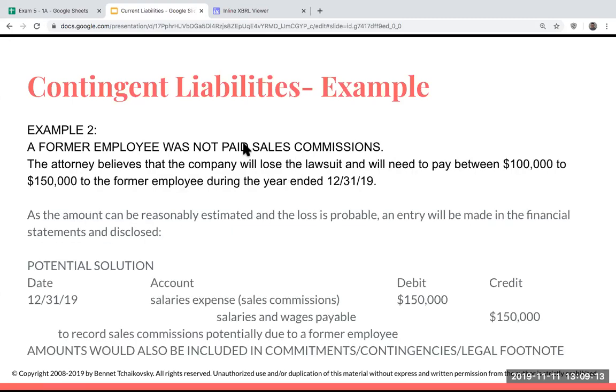A former employee was not paid sales commissions. The attorney believes that the company will lose the lawsuit and will need to pay between $100,000 to $150,000 to the former employee during the year ended December 31st, 2019. Now, let me just give you a little bit of advice. When it comes to an employee leaving a company, you want to give them their full and final paycheck on that day. Why? Because if you fail to do so, that can open you up to a lot of liability.